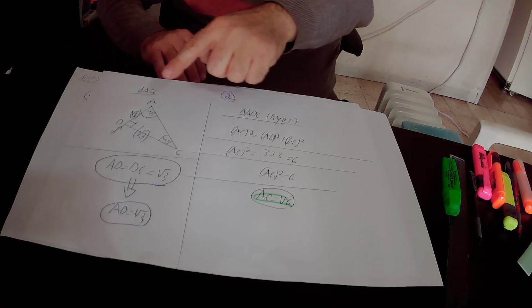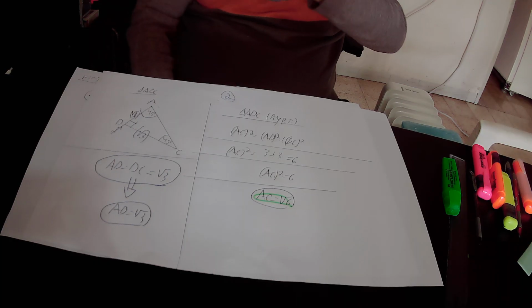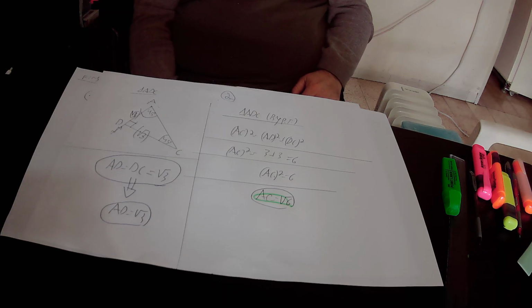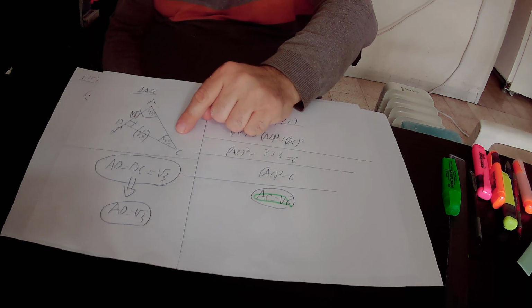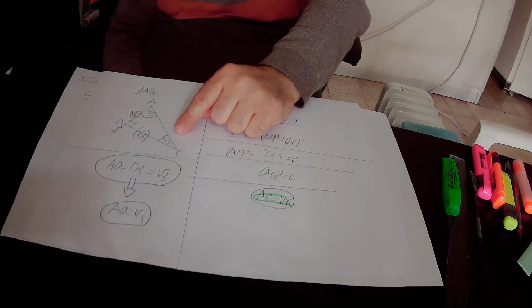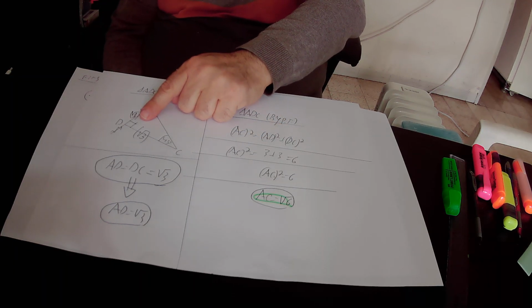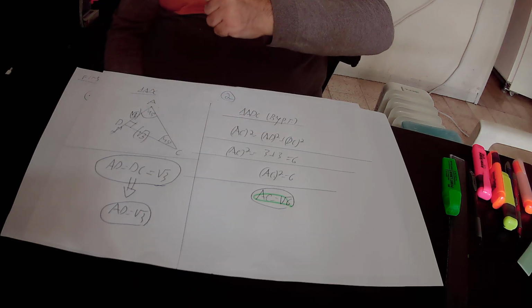This is the right triangle ADC that I copied from the original drawing. In the right triangle ADC, the sum of the angles must be equal to 180 degrees. Which angles do we have inside right triangle ADC? The angle that we found is equal to 45 degrees, plus this angle is 90 degrees. 45 degrees plus 90 degrees equals 135 degrees.